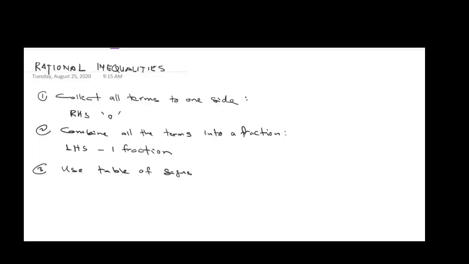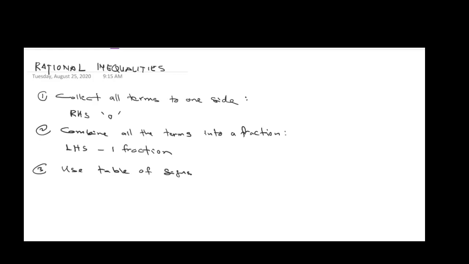In this video, we are going to solve rational inequalities. To solve rational inequalities, first we have to collect all terms to one side. That means we have to make the right hand side 0. Second, we have to combine all the terms into a fraction. That means we have to make the left hand side into one fraction. Third step, we are going to use table of sign.